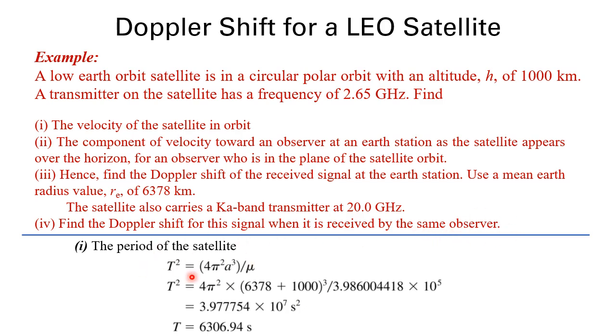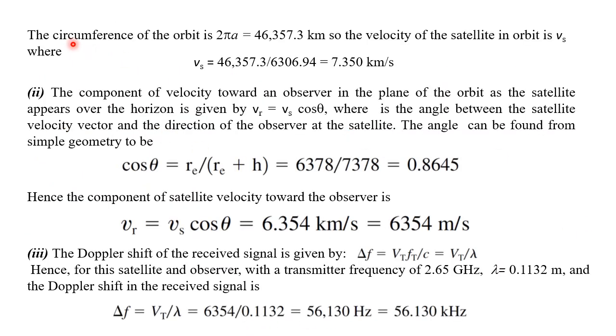So the period of the satellite can easily be calculated using this relationship. Putting those values, we get T equal to 6306.94 seconds. The circumference of the orbit is 2πa, that we can easily calculate. So the corresponding velocity, since we have already determined the time period, can easily be determined by 2πa divided by the time period. So it turns out to be 7.35 km per second. So this is the velocity.